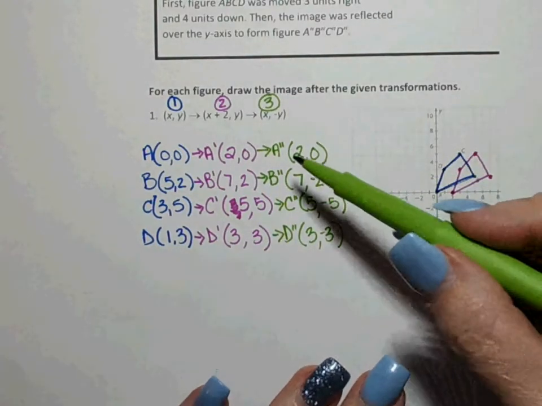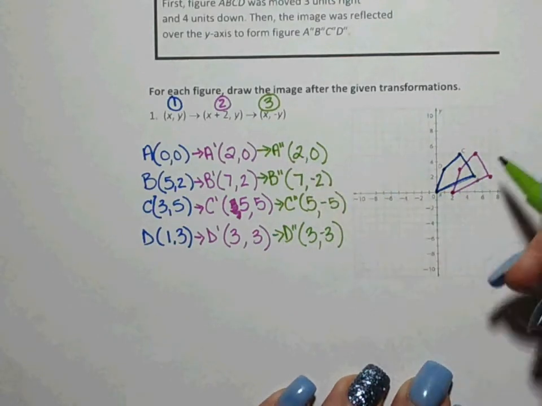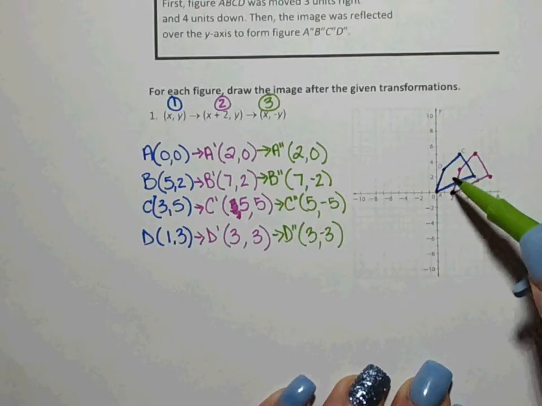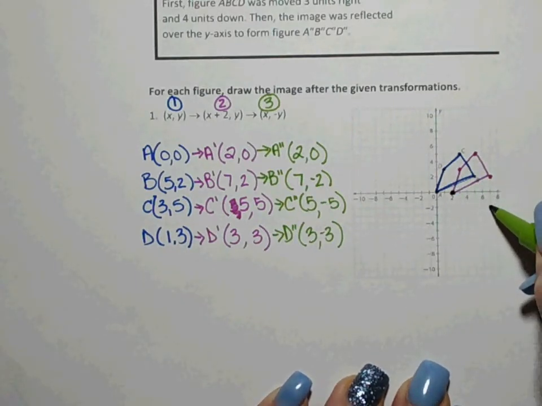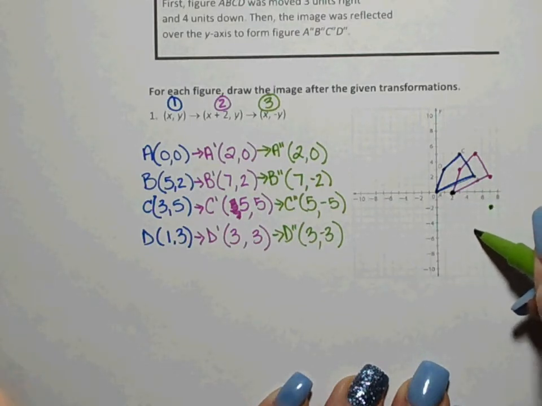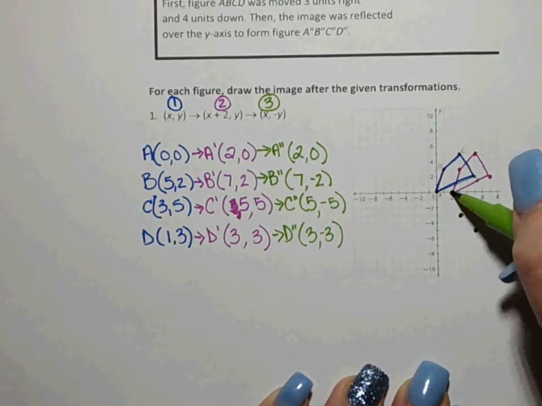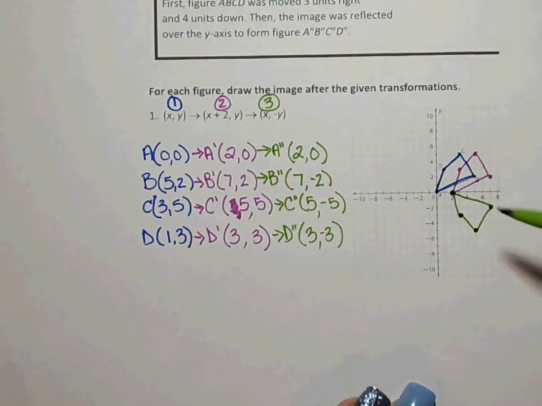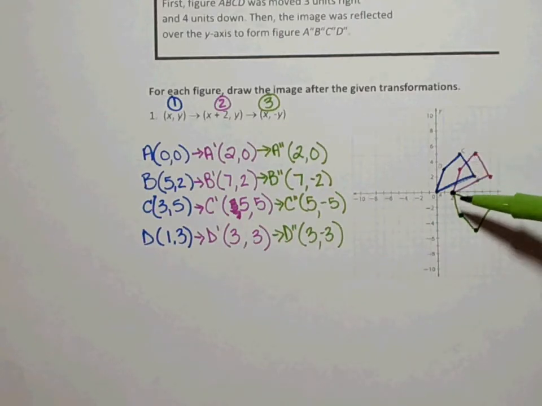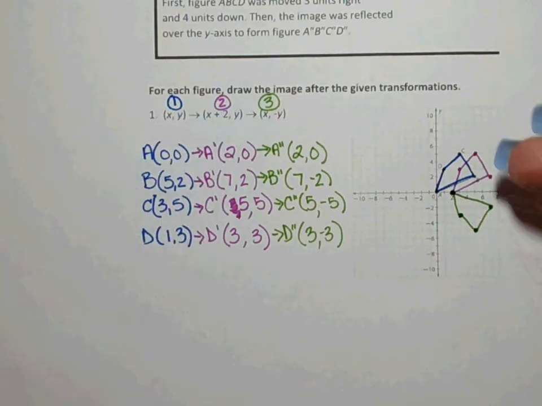Alright, so let's go ahead and plot these points so we can see what that reflection looks like. So we've got A double prime at 2, 0, so it's going to be that point right there. Then we've got a point at 7, negative 2, a point at 5, negative 5, and then 3, negative 3. So we'll connect my dots, and that funky looking image right there is my reflection. So I went from my original here, did my translation, and then I did my reflection. And remember, that reflection just flips that image over the line.